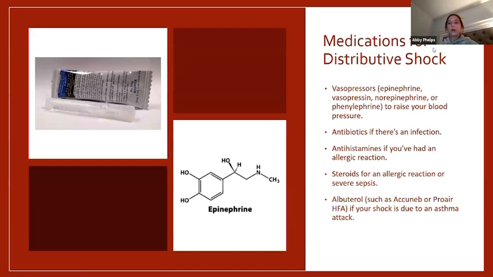Medications for distributive shock. Vasopressors are typically used to raise your patient's blood pressure. Antibiotics if your patient does have an infection. Antihistamines if your patient has had an allergic reaction. Steroids for an allergic reaction or severe sepsis. Albuterol if your shock is due to an asthma attack; common ones that we use and see often are Accuneb and ProAir HFA.